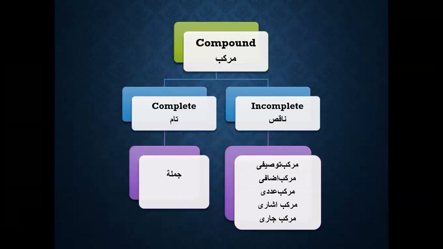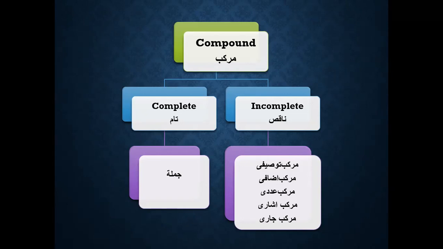So it becomes a compound, and that compound could be complete, which is tam, which is what we call a sentence. We can say kalima, jumla, which is a complete sentence. It makes complete sense. You stop right at the end. You can put a full stop after that because it is giving a complete sense. You do not need any more information to get that sentence completed. So there's a complete jumla, which is murakkab tam, or jumla, or sentence.